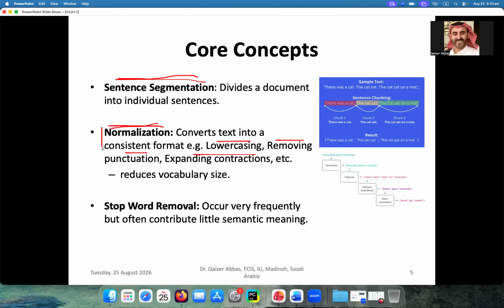And when you apply this normalization step over your text, what will it do? It will reduce the vocabulary size. Vocabulary normally means, okay, this is a file, and in this file, you will have different, unique words. From your text, you will extract unique words. If one word is repeating, you will not repeat it in the vocabulary.